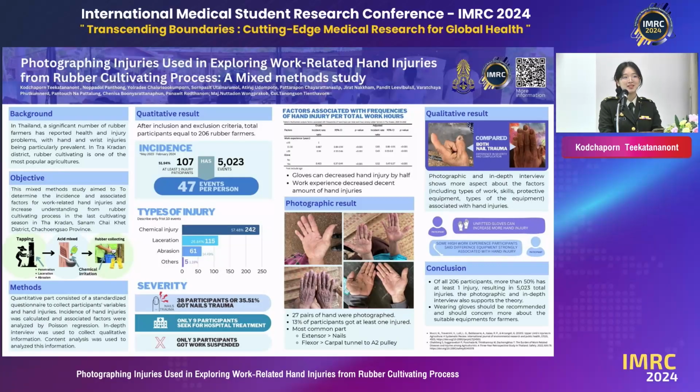It's my pleasure to present to you our research in the title of Photographing Injury Used in Exploring Work-Related Hand Injury from Rubber Cultivating Process, a Mixed Method Study.